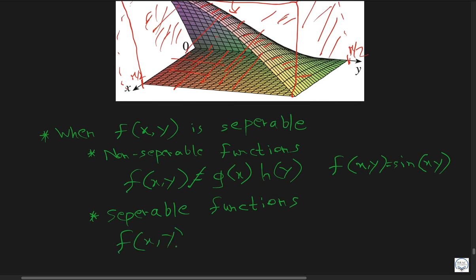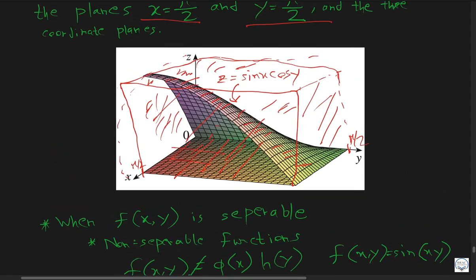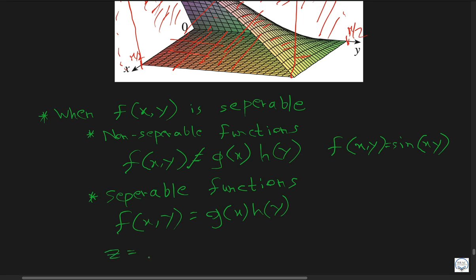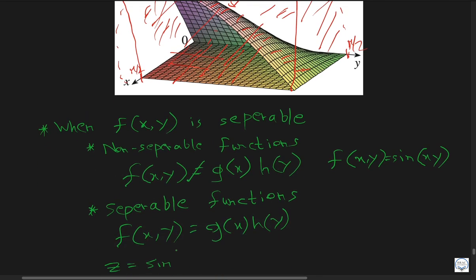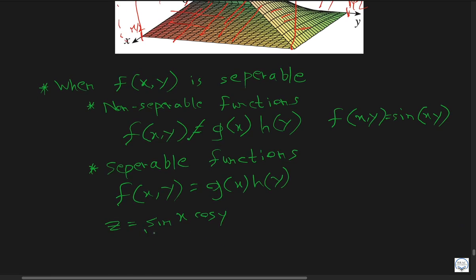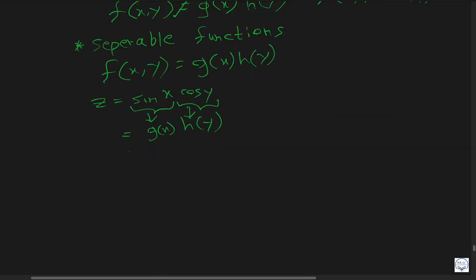Now, a separable function is any function which can be written in this form: g of x, h of y. And is our function separable? Let's see. Z equals sin x cos y, and if we let g of x be sin x, this depends only on x, right? So this is okay, and cos of y only depends on y. This means that our function is separable.